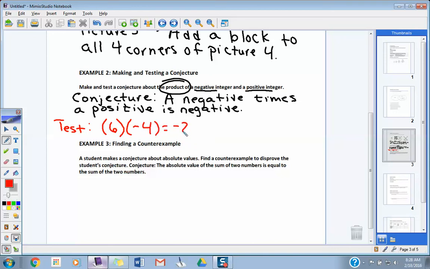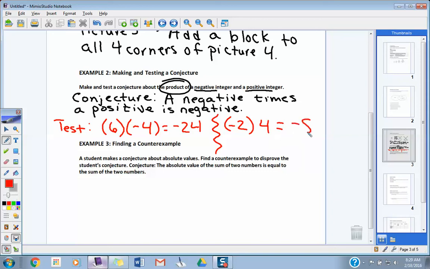-24. With that test right there, is my conjecture true or false? When I took a positive times a negative, did we get a negative product? You bet we did. Okay. Maybe I switch the order on this. Maybe I say, how about this test? How about, say, -2 times 4? What's that equal, kiddos? -8.